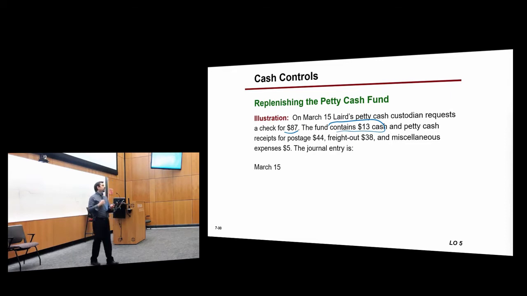The documentation that is accompanying this would be receipts for postage, $44, freight out, $38, and miscellaneous expense, $5. Okay, the total would be $87. In this case, what's happening to cash?